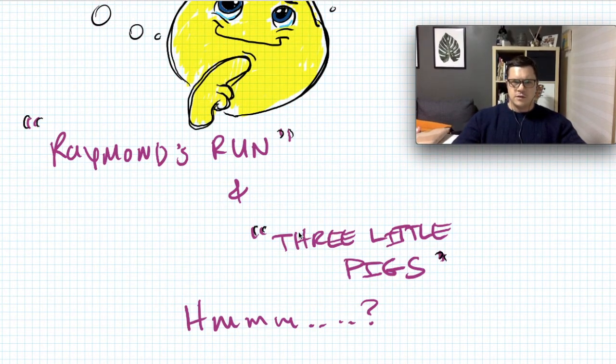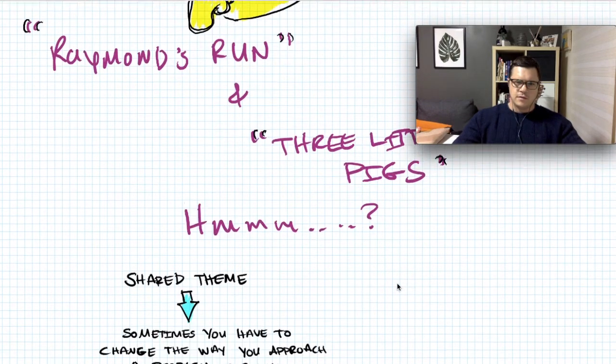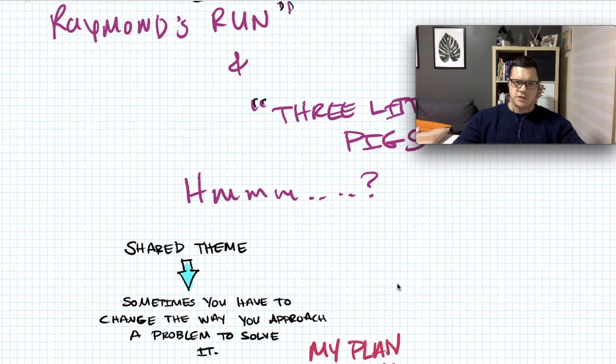Okay, so I've got my two stories. Now I'm going to think, how does Raymond's Run convey that theme? And then how does Three Little Pigs convey that theme? Okay, so here's my shared theme. Sometimes you have to change the way you approach a problem to solve it. Okay, so in my head and in my notebook, I'm writing down things that describe how that theme is conveyed in both books.